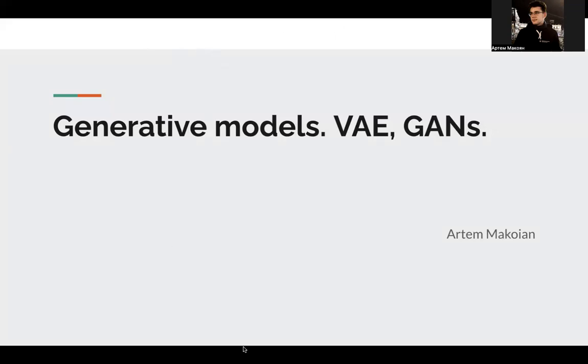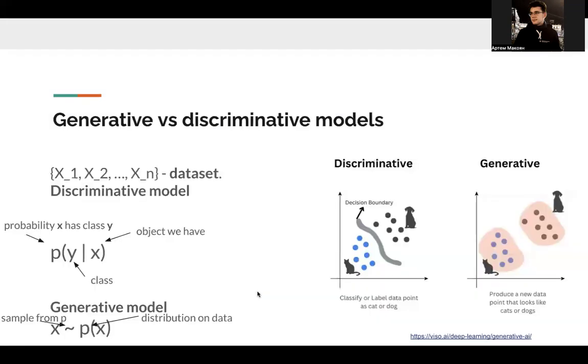Today we are going to talk about generative models, about variational autoencoders and GANs. First, let's discuss what generative models are and how they differ from the discriminative models that we discussed before.